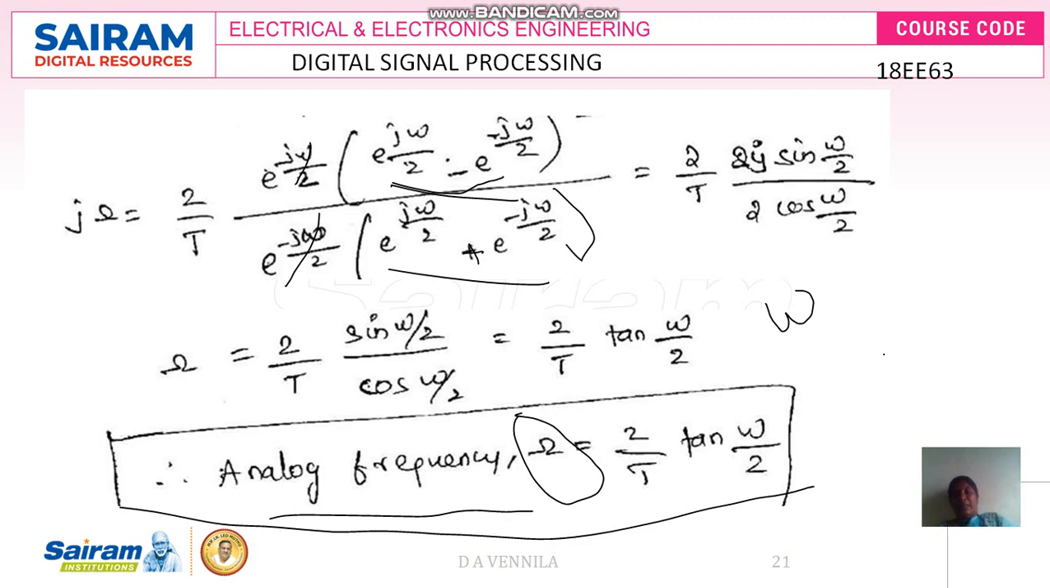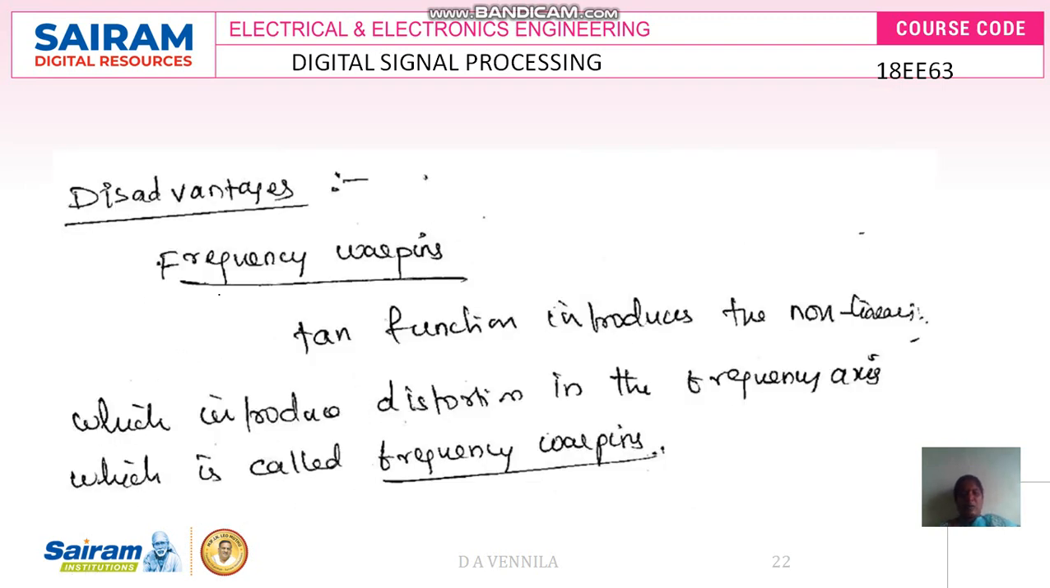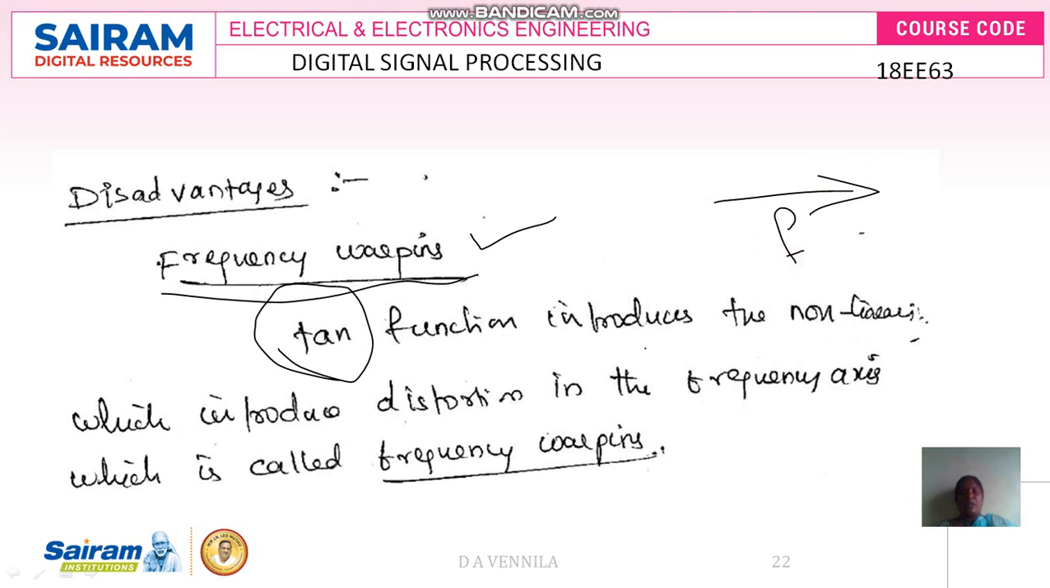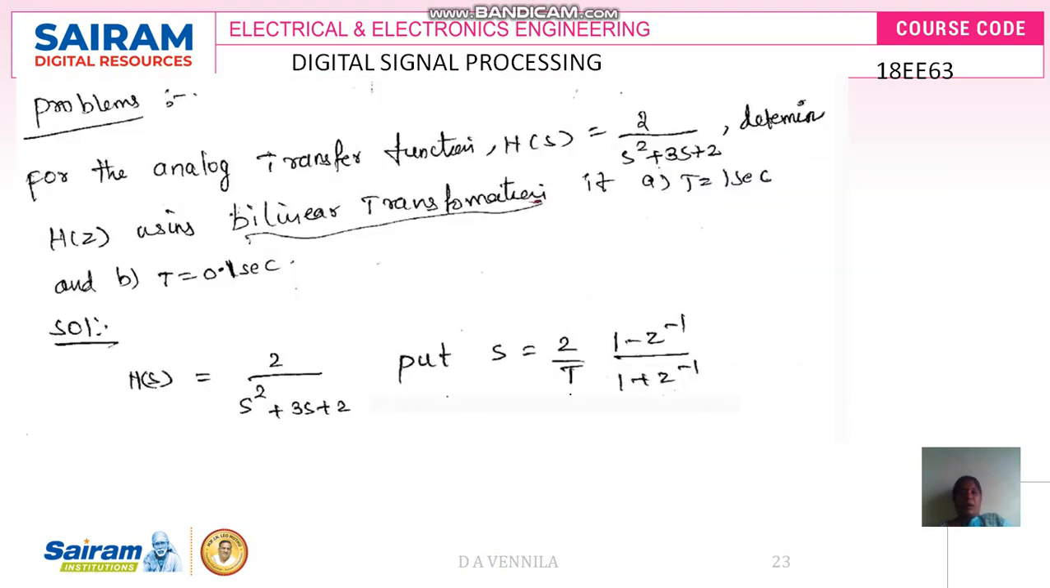Now in this bilinear transformation technique, what is the disadvantage? It is frequency warping. Why is frequency warping introduced? Because of the tan function. This introduces non-linearity, which causes distortion in the frequency axis, so it is called frequency warping.